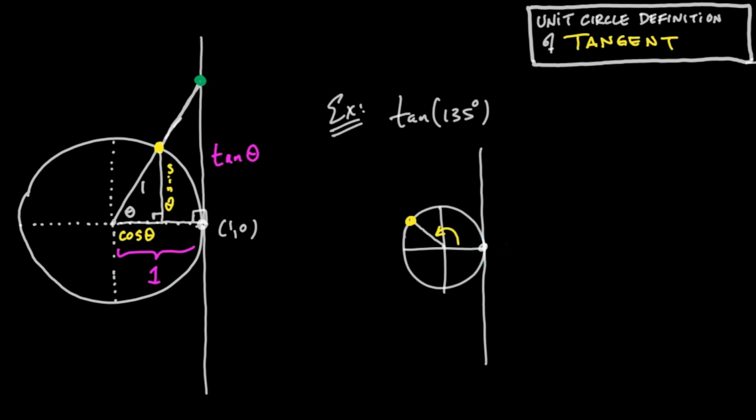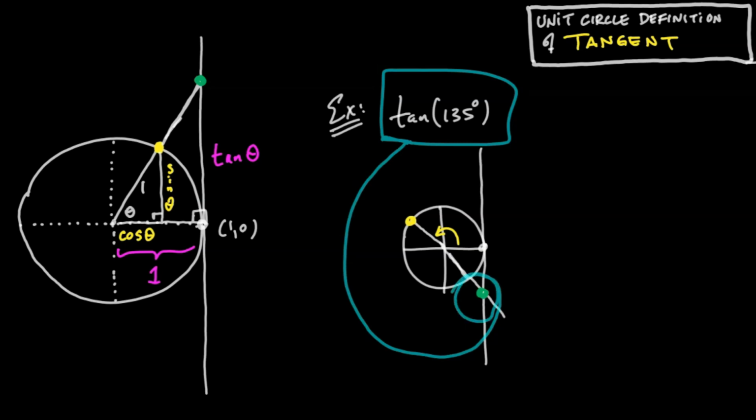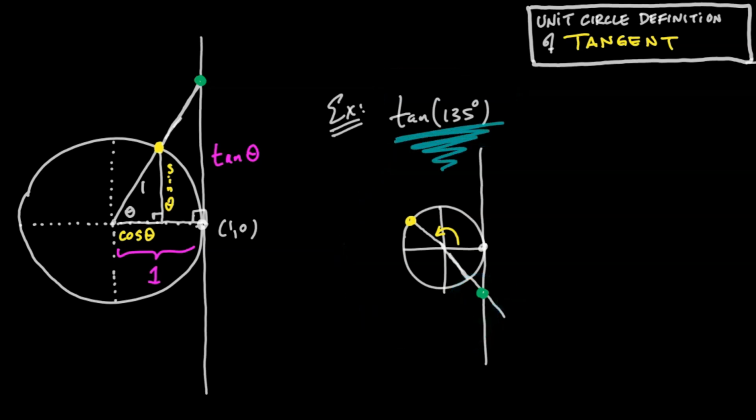And then we just have to ask ourselves, okay, I've got the radius in the position I want, and I just have to extend the radius until it hits the tangent line. Well, in this case, I have to extend the radius backwards to do that, like so. And we define the tangent of 135 degrees to be the y-coordinate of this point, where the extended radius hits the tangent. So what does that tell us? If nothing else, we know that the tangent of 135 degrees is going to be negative, because obviously the y-coordinate of that point is negative. But what will it be?